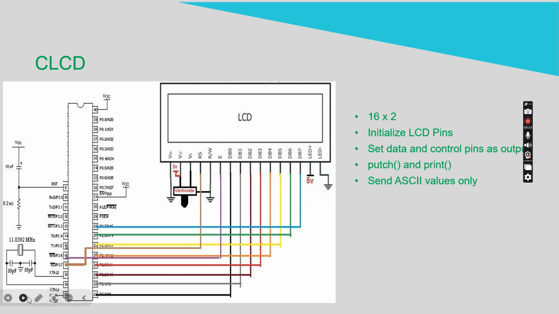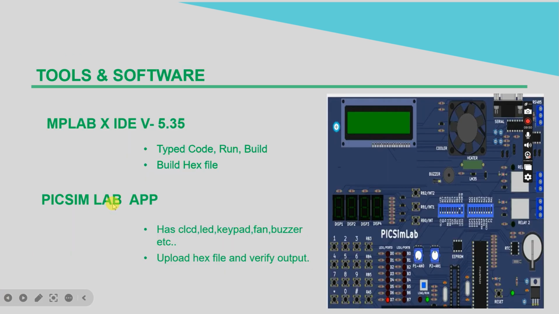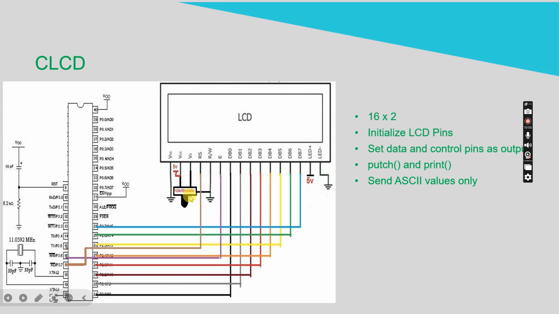Then come the peripherals. We have worked with different types of peripherals. One such peripheral is the CLCD. This is the connection of the CLCD with the PIC16. In PICSIM Lab, the CLCD is connected to this PIC through the internal settings. But if we are connecting it manually, we have to connect these things.